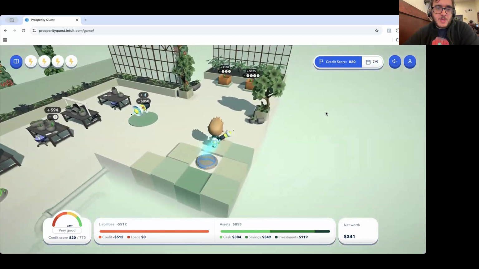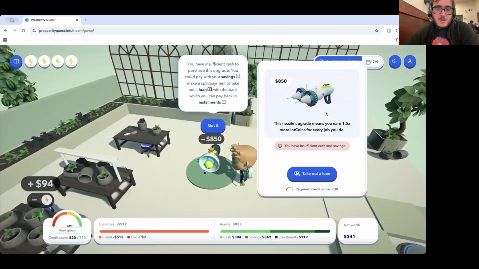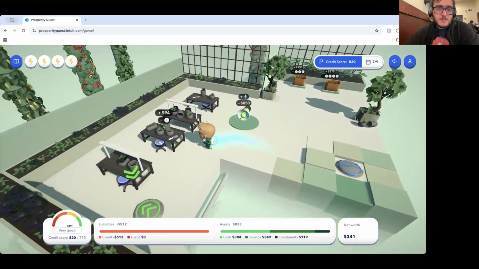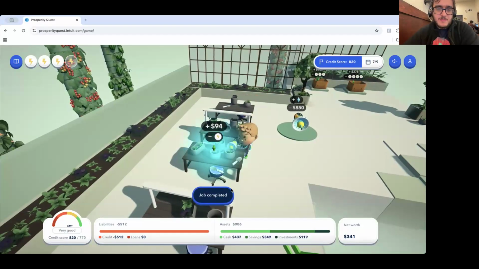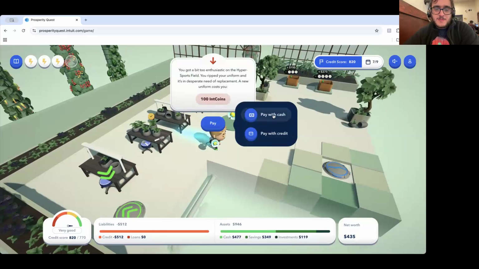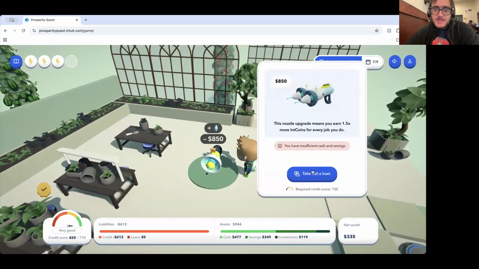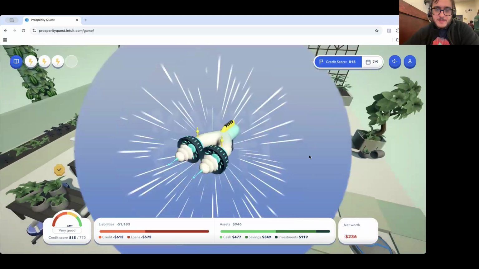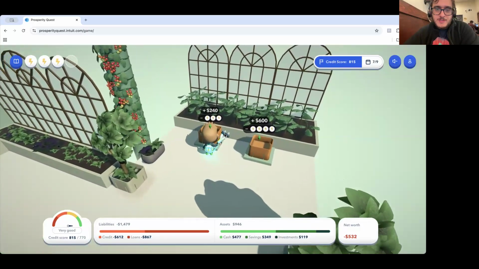So now we're going to level 7, round 7. So I can spend $850 on this bad boy. I can do, yeah, let's do this goodwill job. Just make sure that we do a couple of these. Pay with cash, pay with credit. And pay with credit. Okay. Let's get this guy. Take out a loan. We have enough credit score. We'll pay it over 2 months. Okay. And then let's do this.